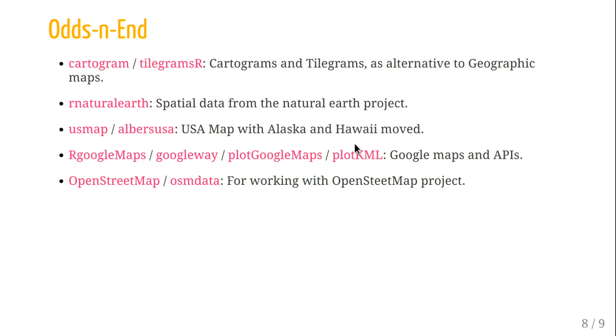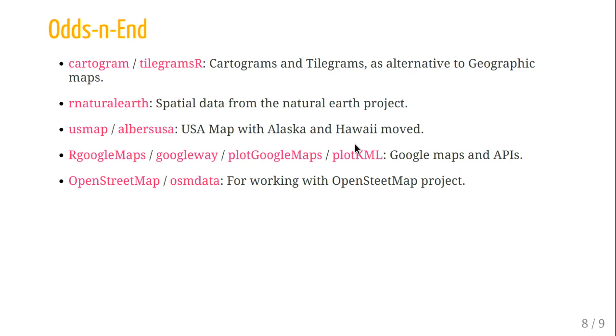rnaturalearth is a very good source for getting vector data for pretty much everything on the Earth. There is a project called Natural Earth Data, and rnaturalearth is basically a wrapper for that. So if you want a map of US boundaries, it's just one call: ne_get country US, and the level should be state level or county level or what have you. So it's a really powerful package to have in your arsenal.